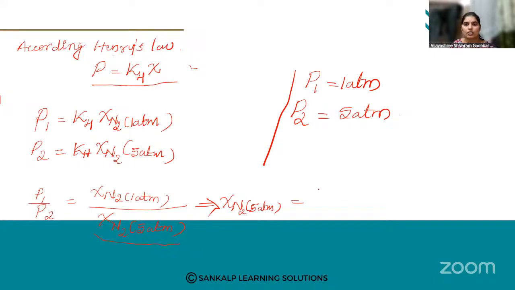It can be written as Xn2 at 1 atm pressure divided by P1, Xn2 into 1 atm pressure into P2. So do the cross multiplication and you will get this. Okay, it is correct, right? So just substitute.